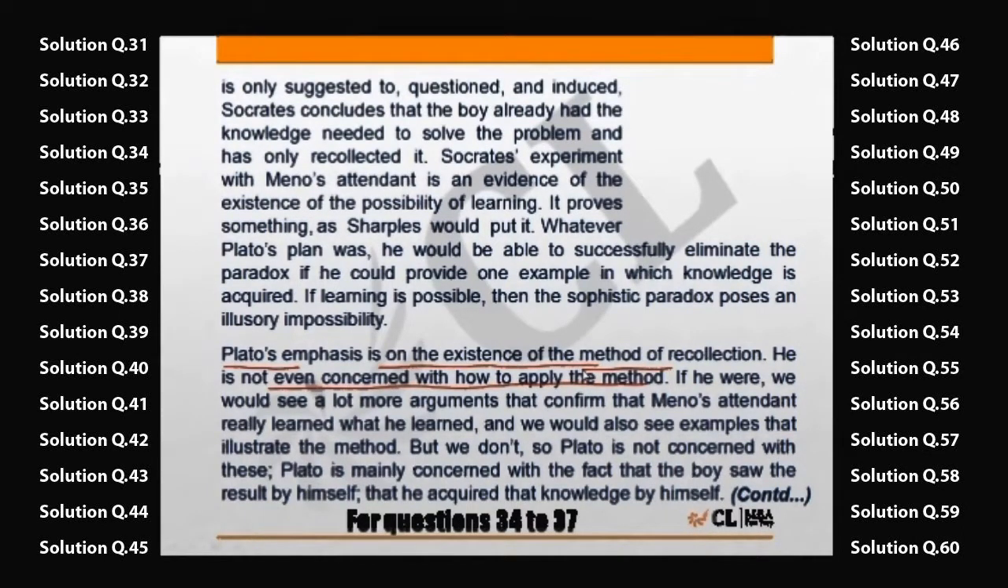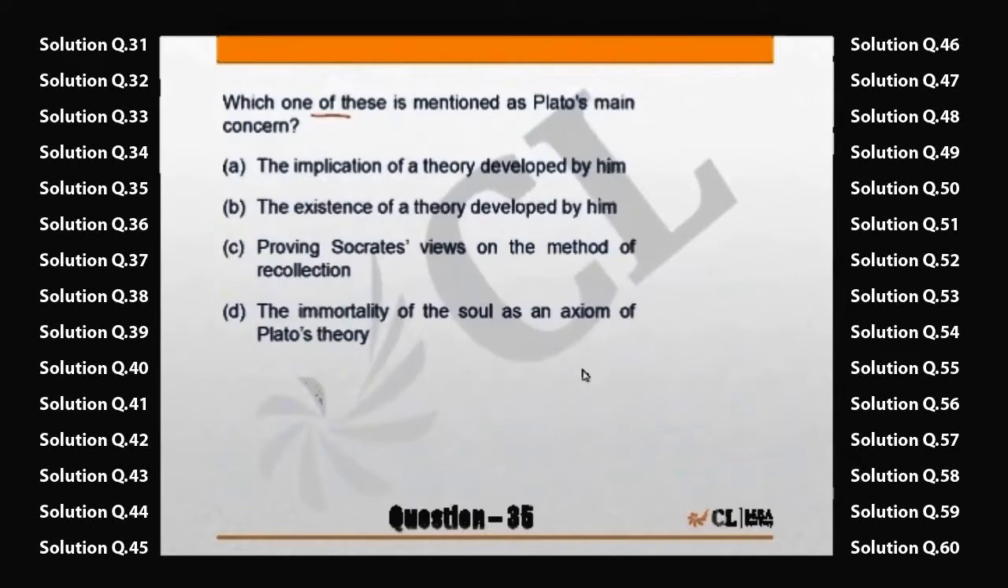Okay. So let us look at the choices now. Question 35. The implication of the theory, no, the implication is not what he is looking at. He is only looking at the existence of the theory. So this can be the answer, but let's verify the other choices also. Proving Socrates' point of view on the method of recollection, no, that is not what he was looking at. Immortality of the soul, no. Correct answer, choice B. It is very clearly mentioned, as I said, in the passage that his emphasis was on the existence of the method of recollection.